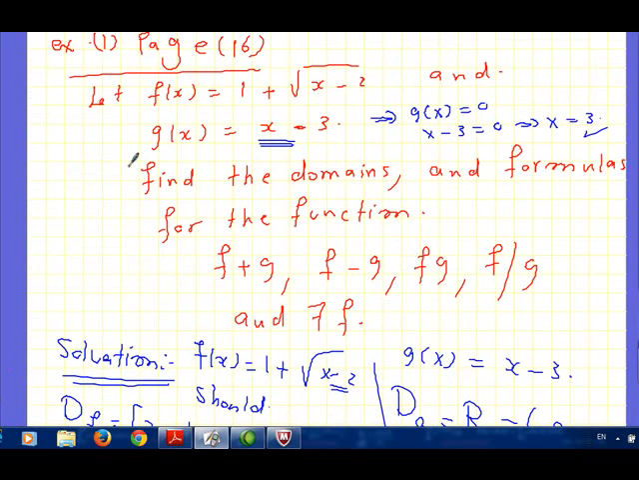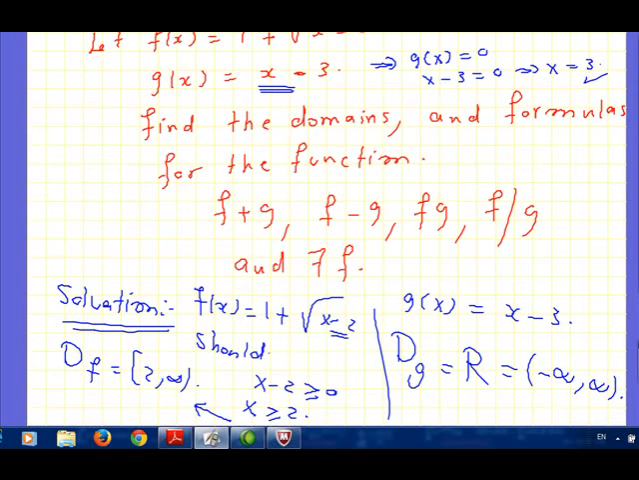Now let us go to further examples. For example, let f of x be 1 plus root x minus 2, and g of x be x minus 3. Find the domain and formulate formulas for each of the following functions: f plus g, f minus g, f multiplied by g, f divided by g, and 7f. Solution.